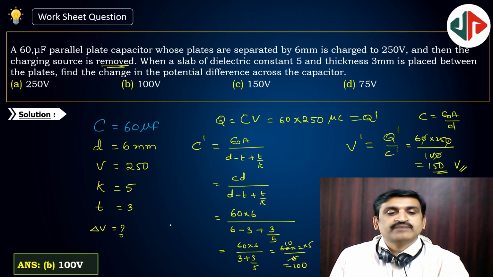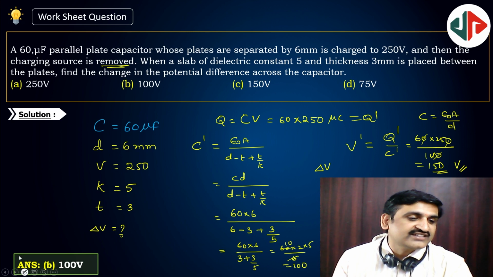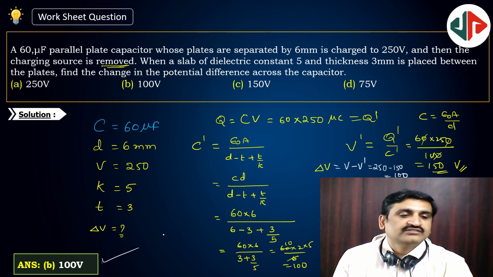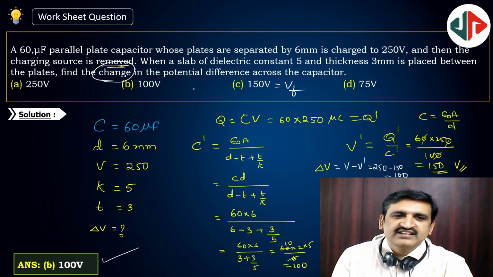100, let me check. So we shouldn't panic. Actually, this is the correct answer only. He asked change in potential. We need to read the question carefully. Change in potential is equal to V minus V dash. So 250 minus 150 is 100. So the answer is correct. He asked change in potential difference, not the final potential difference. This is the final potential difference. This is the change in potential difference.